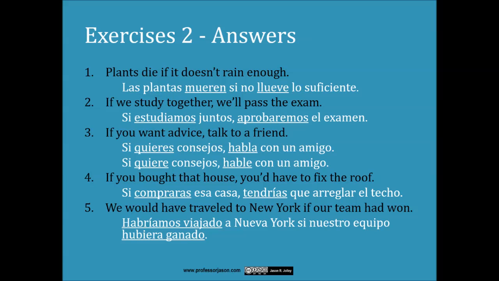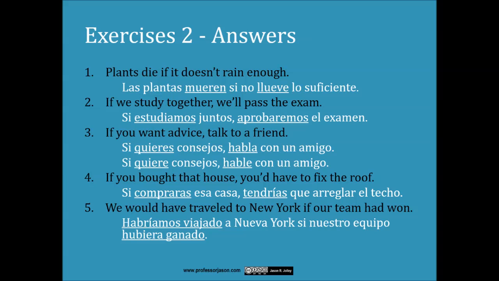Number 2 is an imminent or likely scenario. If we study together, we'll pass the exam. Si estudiamos juntos, present indicative, aprobaremos el examen, future tense. Aprobamos o vamos a aprobar would also be acceptable. Number 3, if you want advice, consejos, talk to a friend, right? So I have 2 versions here. First one in the familiar tú form. Si quieres consejos, habla con un amigo, imperative. Or, si quiere consejos usted, hable con un amigo.